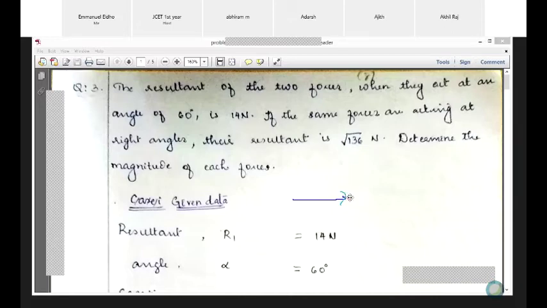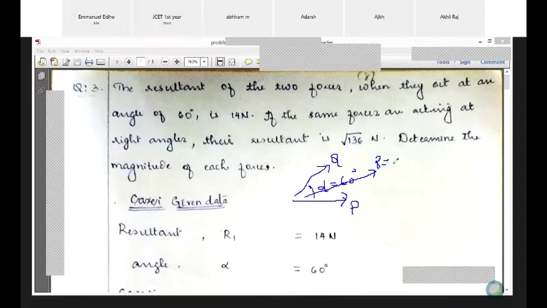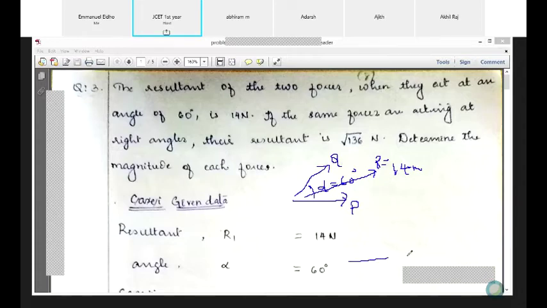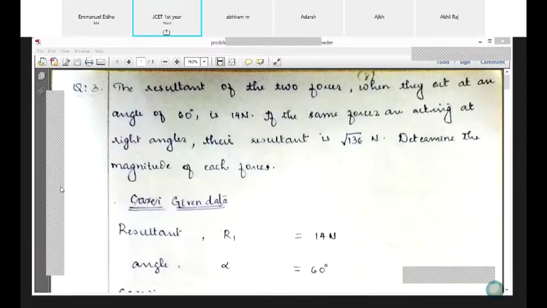Condition one: this is P, then another force is Q. Then in between angle alpha is 60 degrees, the resultant R is equal to how much? It is 14 Newton. That is the first case. Then the same P and Q.